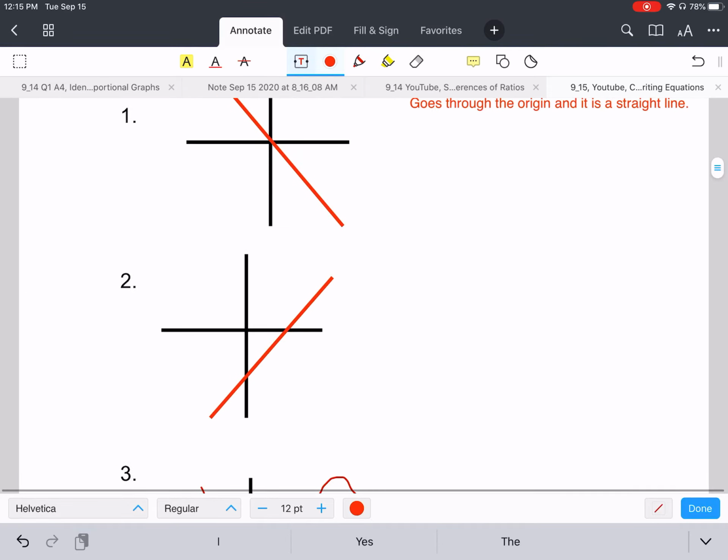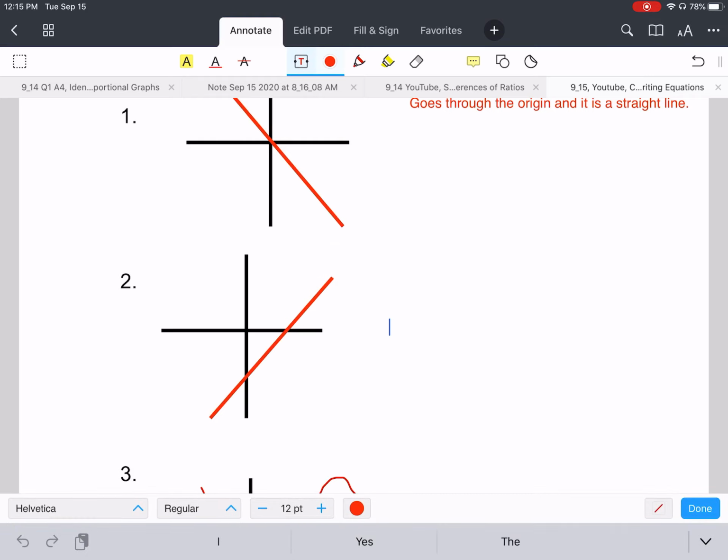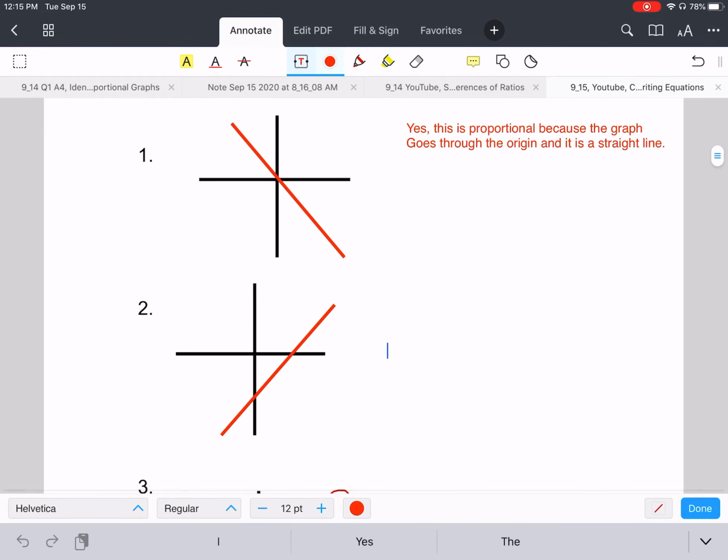Number 2, we can tell that this is a straight line, but we notice that it does not go through the middle. So that means this is not proportional. So on my assignment for number 2, I would say this is not proportional because it does not go through the origin. And that is all you have to do to prove that it is not proportional.